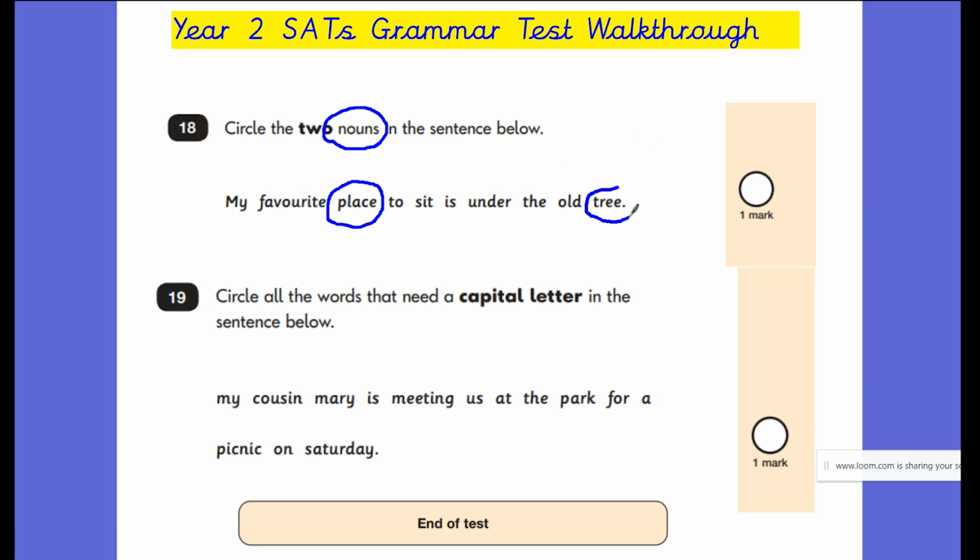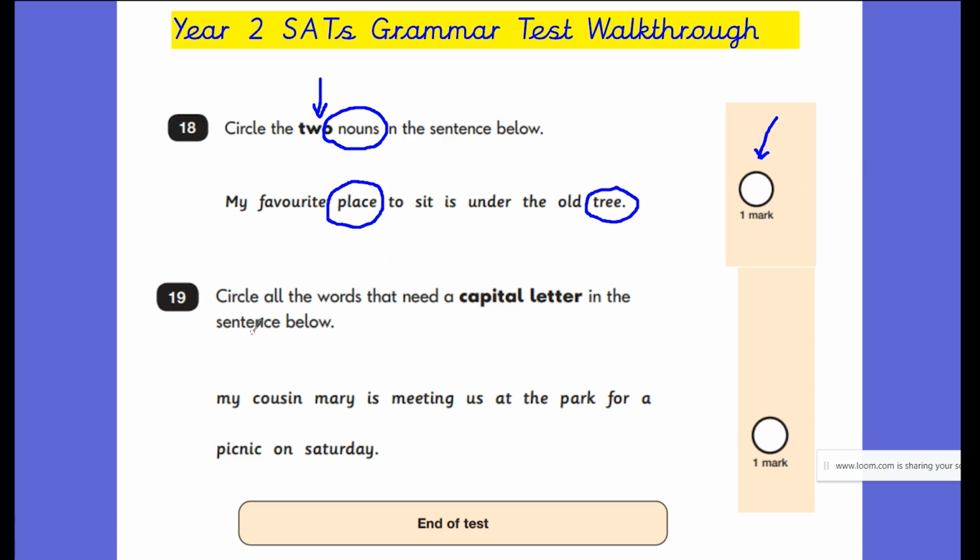Okay, so they're the 2 nouns in this sentence, but you only get 1 mark for this question. So if children only circle 1 noun, they wouldn't get a mark for it. So just remember to point them out to that if it says 2, then you make sure you circle 2 in order to get that mark.